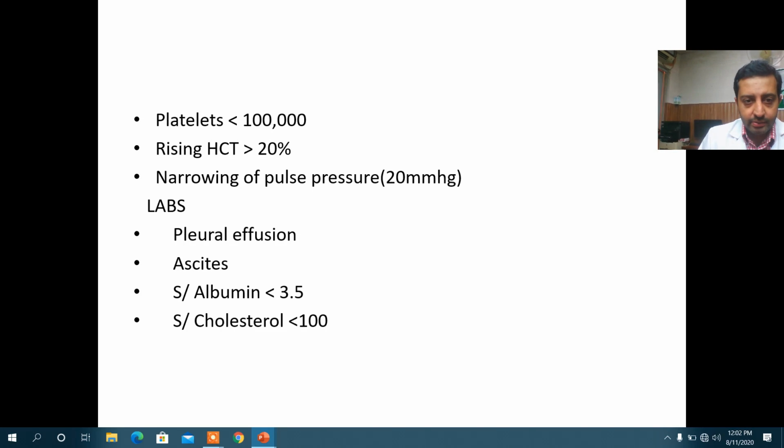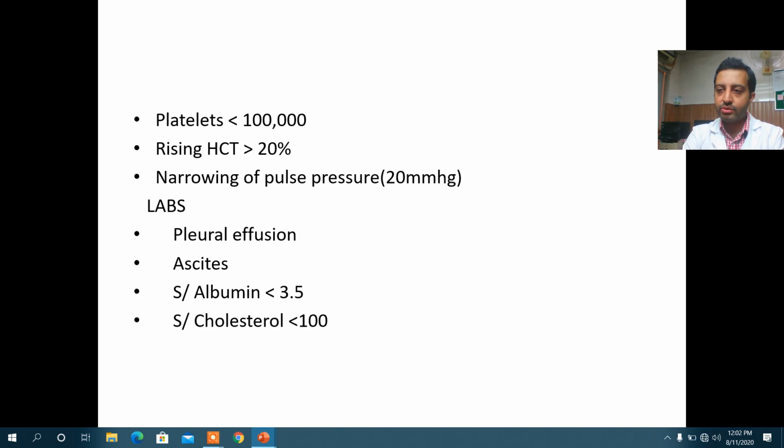Coming to the next important parameter, that is the narrowing of the pulse pressure. As we have talked earlier, narrowing of pulse pressure with a difference of 20 between systolic and diastolic is also showing that the patient is having leaking somewhere at the capillary level and may be entering into shock in the coming hours. So these 2 or 3 points are very important in picking up a patient in the critical phase. There are certain labs that will help you out.